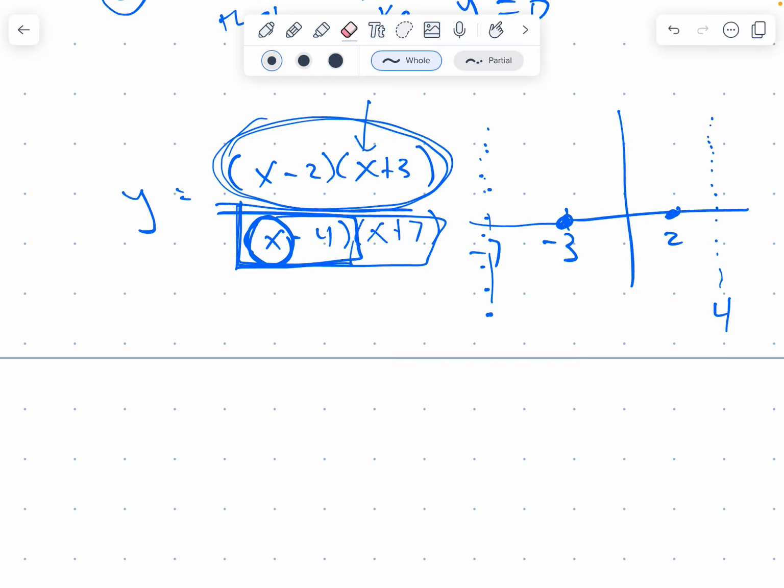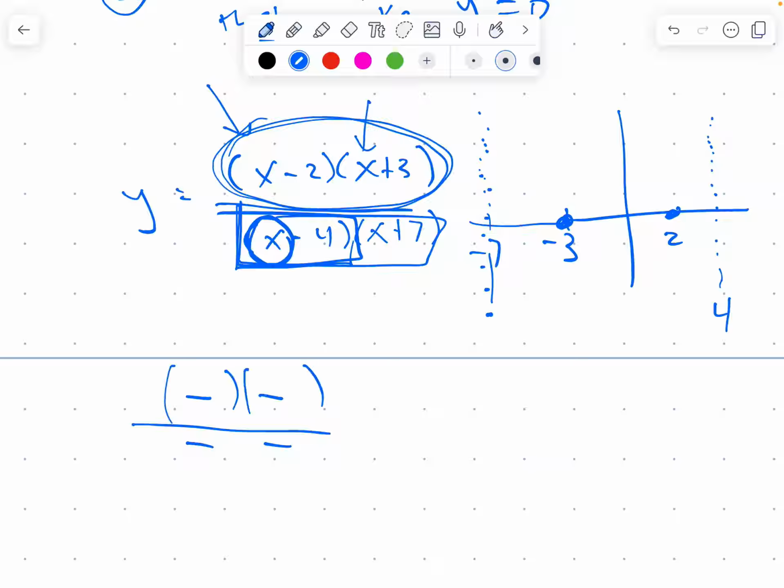So we're going to try a number to the left of negative 7. Let's do negative 100. So if I do negative 100, negative 100 minus 2 is going to be negative. Negative 100 plus 3 is going to be negative. Negative 100 minus 4 is negative. It's going to be negative. So I have negative, negative, negative, negative. That's going to turn positive. So on this side of the asymptote, it's positive. It's zipping up that way. Let me change colors. So it's going up the asymptote because it's positive to the left of negative 7. Any number to the left of negative 7 is going to be positive.